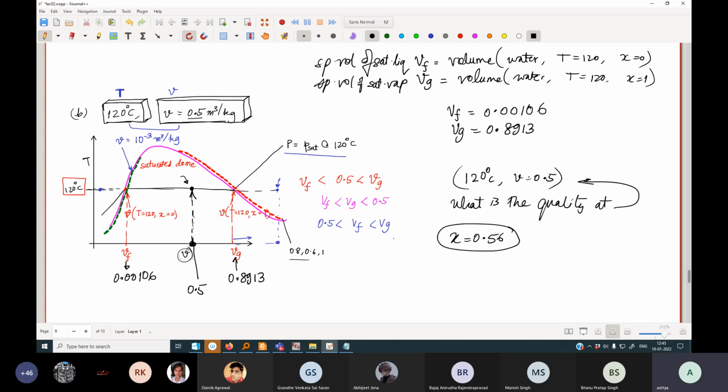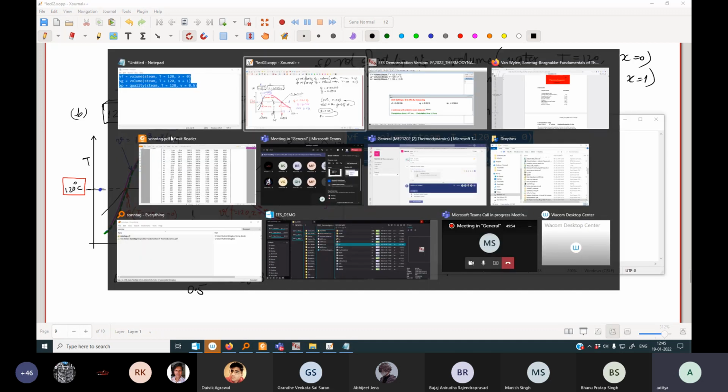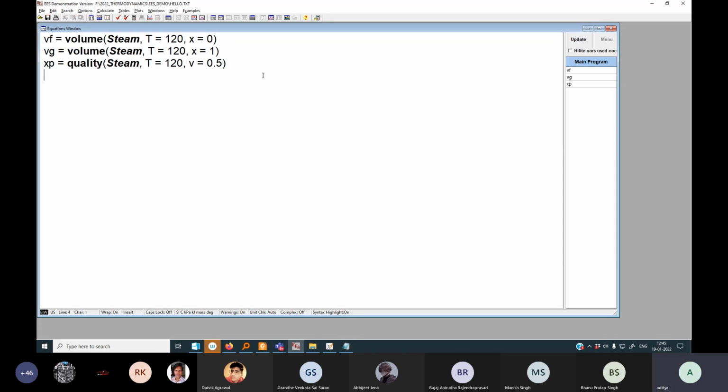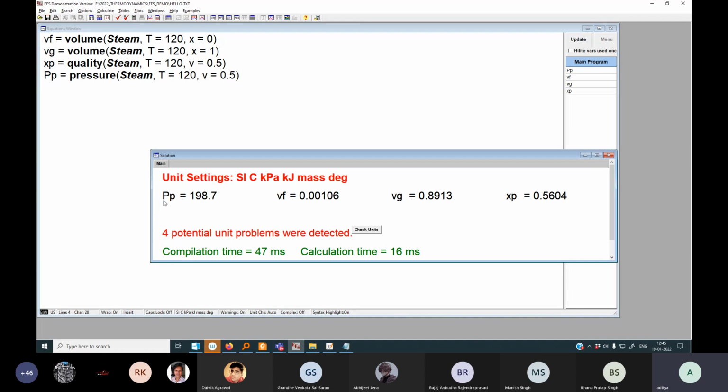And can we also specify the pressure at that point? What is the pressure at this point? Obviously, we can. Actually, to specify the pressure, we don't need any other information. So what I can do is simply say the pressure at this point is going to be the pressure, steam, T equal to 120. I can now do many things. I can simply say V equal to 0.5. This will give me the pressure. So the pressure is 198.7.